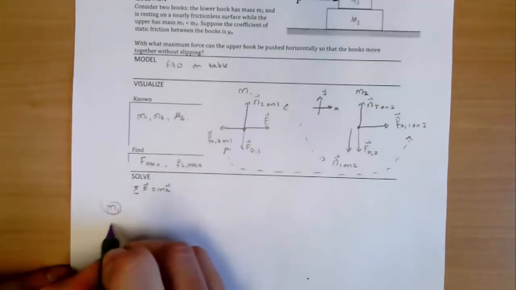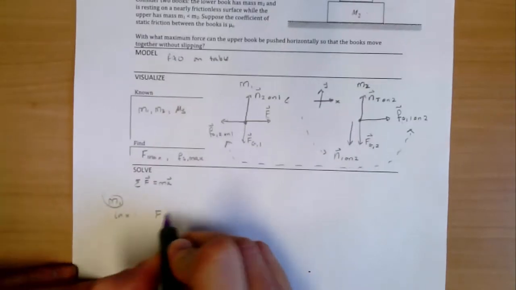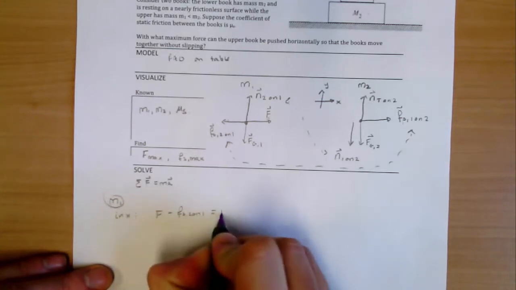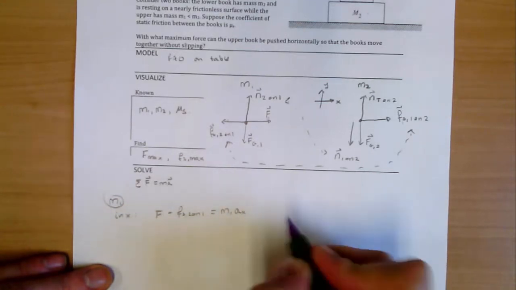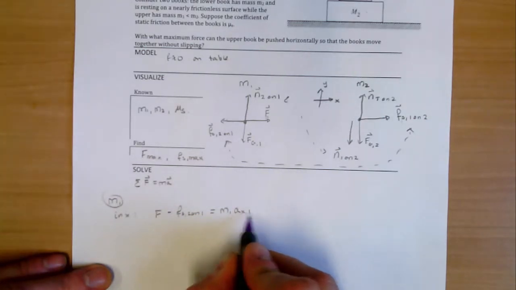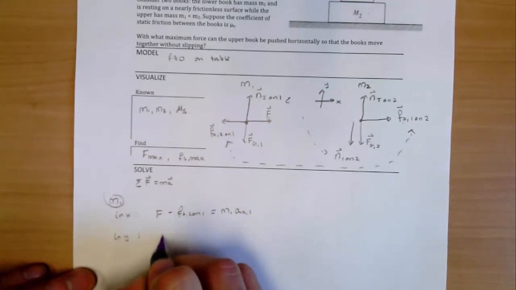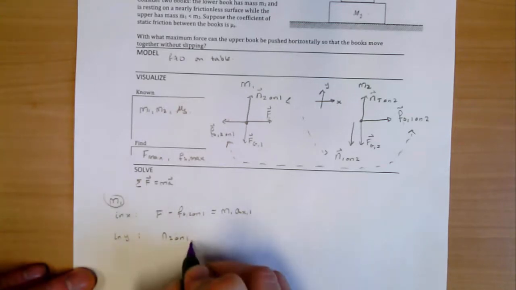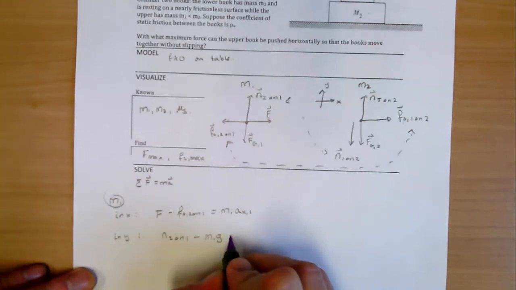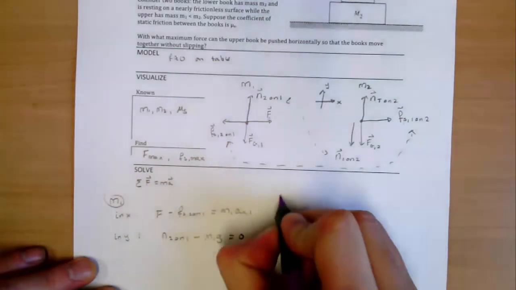So for M1 in the x direction, I just have F minus Fs 2 on 1, and that should be M1 times ax of block 1. So this is the acceleration in the x direction of block 1. And then in the y direction, I have a normal n2 on 1 minus Fg, which is just m1 times g, and that should be equal to 0, because there's no acceleration in the y direction. Okay, so that's block 1.